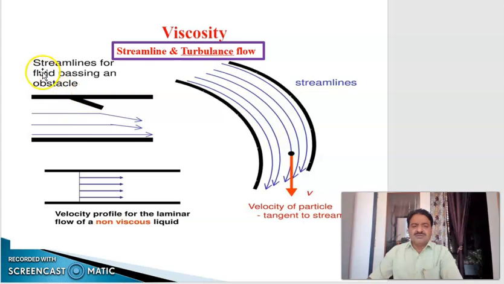Here, streamlines for fluid passing an obstacle. Streamline velocity of a particle is tangent to the streamline. So take any point here, and if we consider this is a circle, then if we draw a tangent to the circle at this point, this tangent shows the direction of velocity of a particle. Velocity of a particle for the laminar flow of a non-viscous liquid is like this.